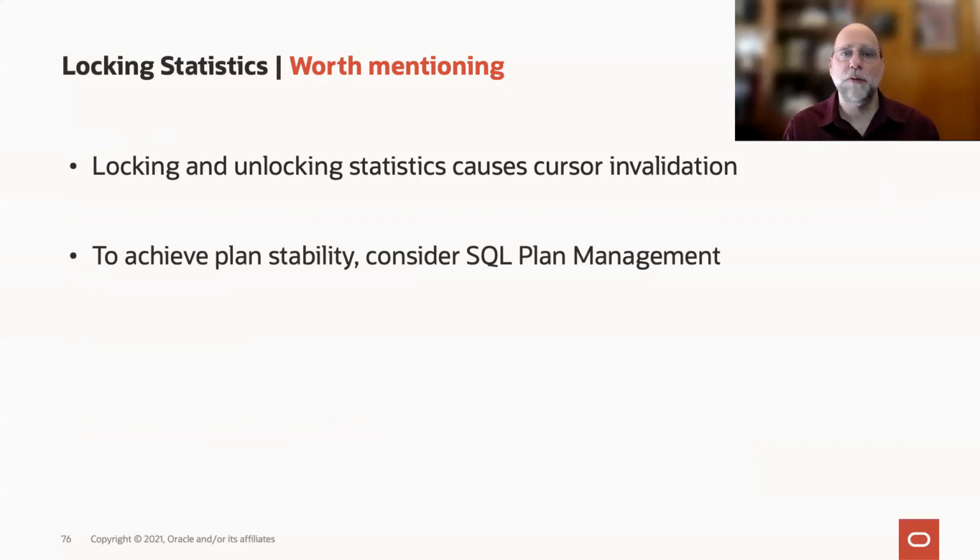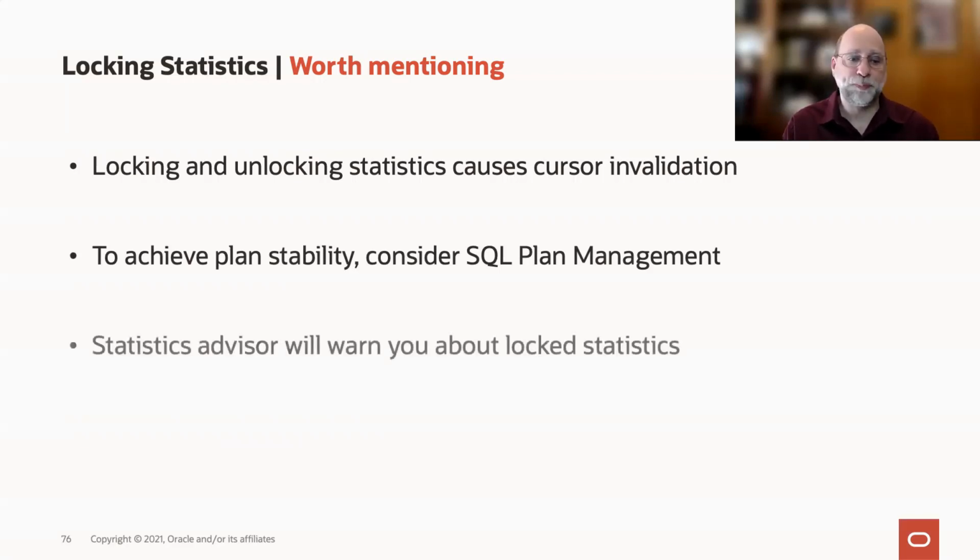So to achieve plan stability, locking statistics is one way, but we have a lot of other more general purpose features available, such as SQL plan management. That's a way that we'll talk about later to get plan stability by using known good plans instead of other things that the database might come up with over the course of the day. There are other things like dynamic statistics gathering, for example, that will also help in that regard.